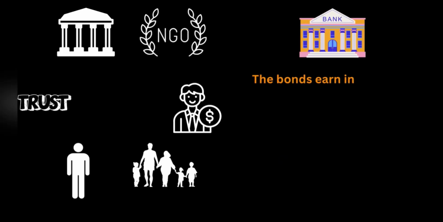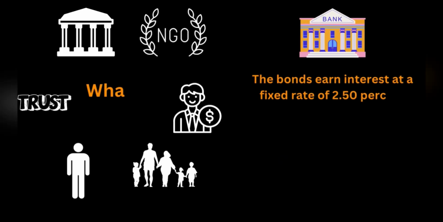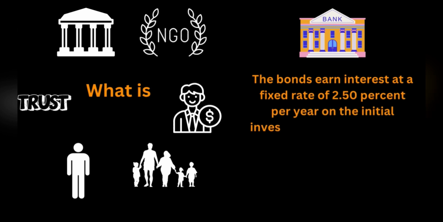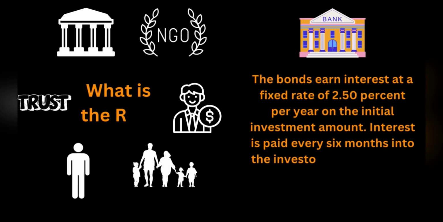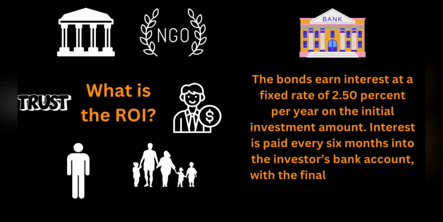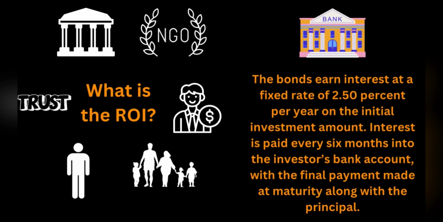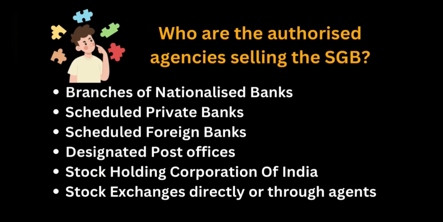By previous comparisons between various kinds of gold investments, it is clear that the bonds earn interest at a fixed rate of 2.50% per year on the initial investment amount. Interest is paid every 6 months into the investor's bank account, with the final payment made at maturity along with the principal. Let's discuss some safe and authorized agencies for buying SGBs.